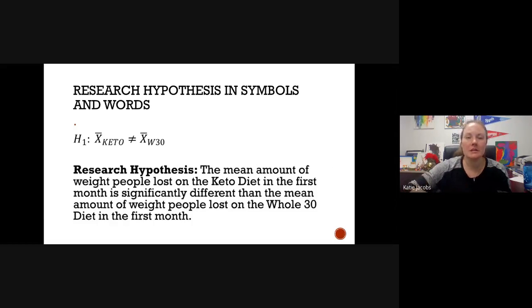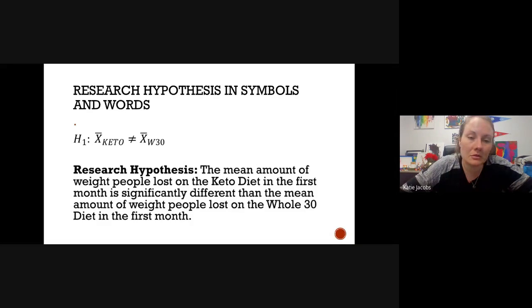Okay, so the research hypothesis in symbols and words, what we'll do is we'll write H sub 1, then we'll put that colon there. You'll see that we have X bar. What does X bar mean again? We know that X bar is the sample mean, right? So what we're seeing here is that the sample mean weight loss, so the keto group, is not equal, so we have the not equal sign, to the mean sample weight of the Whole30 group.